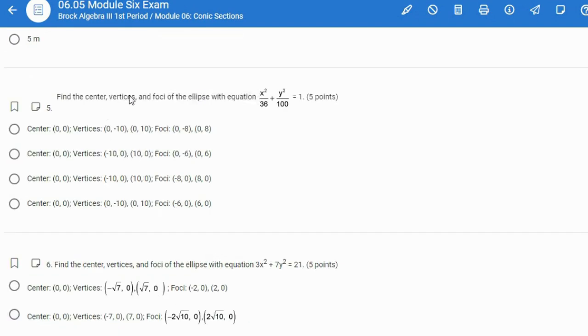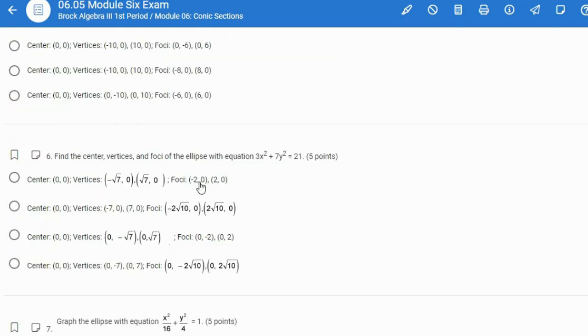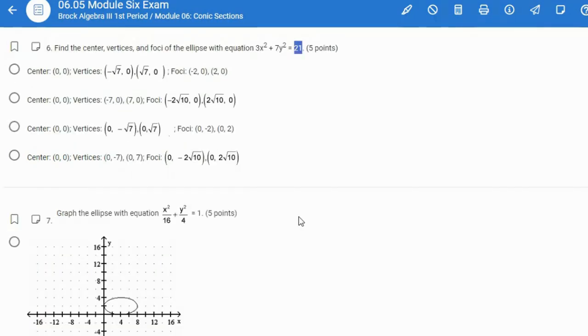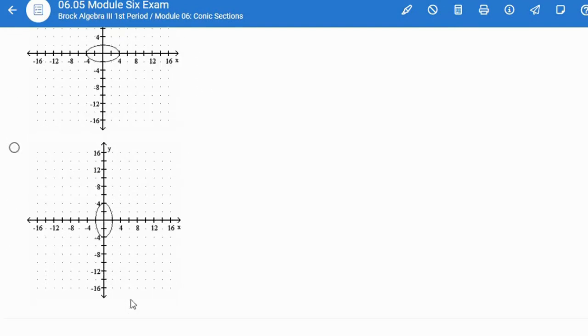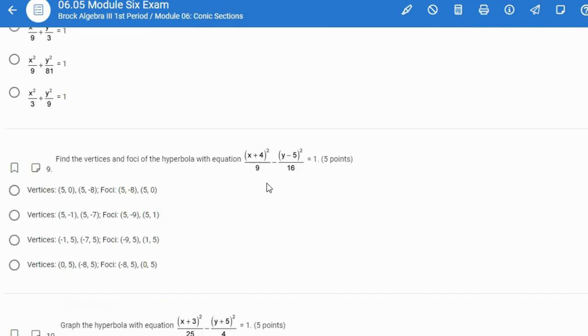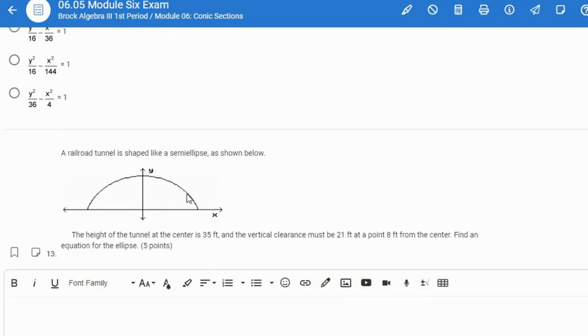Ellipse: find the center, vertices, and foci of the ellipse. Another one with the ellipse, the equation's a little different. Hint, divide by 21. Here's one, graph this. Which one of these graphs matches that? Find an equation in standard form for the ellipse that has a major axis of 18, a minor axis, and it's vertical. Find the vertices and foci of this hyperbola. Graph this hyperbola. This is almost exactly like the practice test. It just has one extra problem.